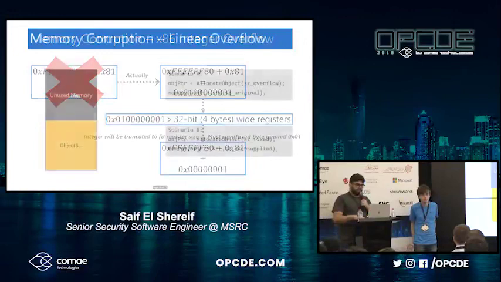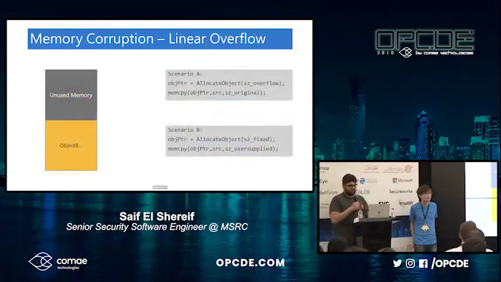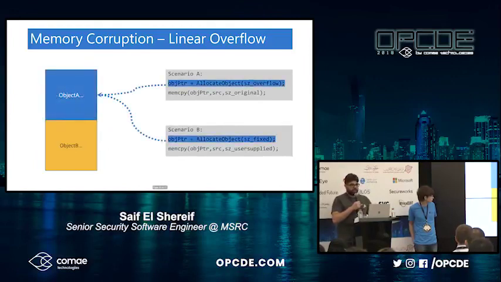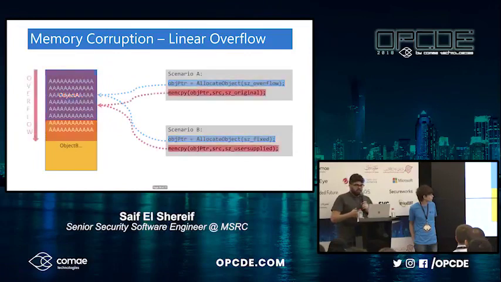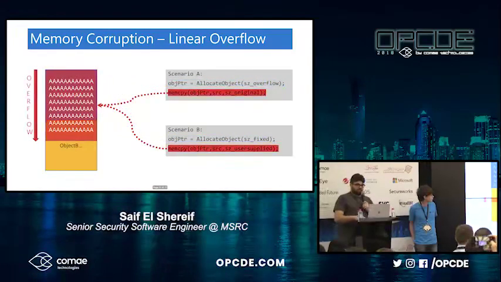So this can have adverse effects, most specifically in linear overflows. If we have two scenarios, the first one is that we allocate an object based on a size that had some calculations on it that resulted in the integer wrapping from a large value to a smaller one. And the second scenario is that we allocate a fixed size object in memory. The next step is the data copying step. In the first scenario, we copy using the original size before the integer wrapped around and the overflow happened, thus overflowing the memory adjacent to it.